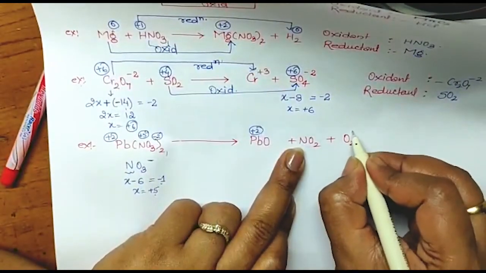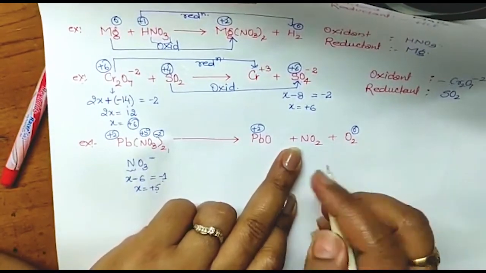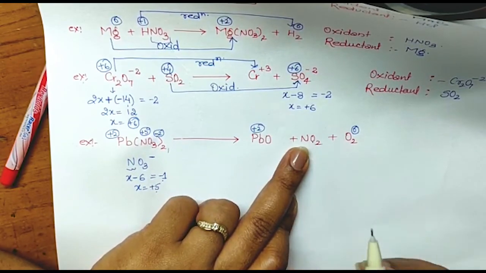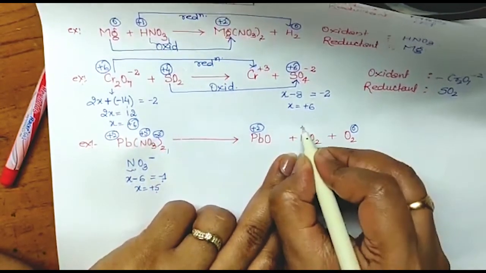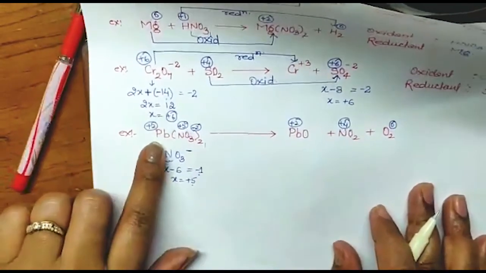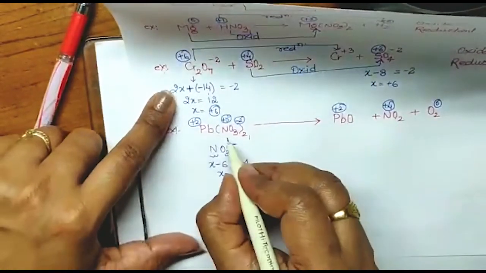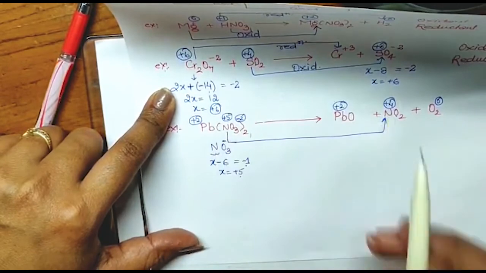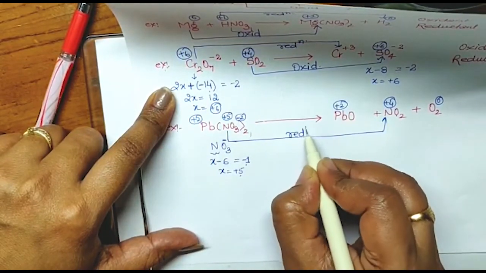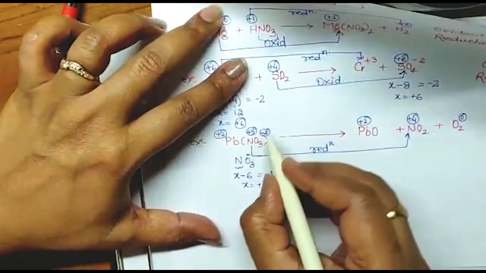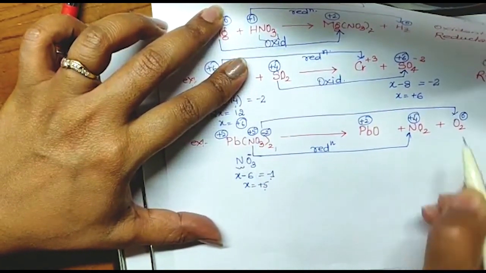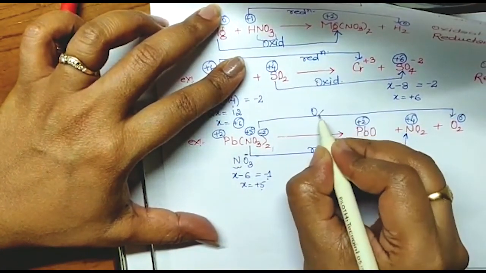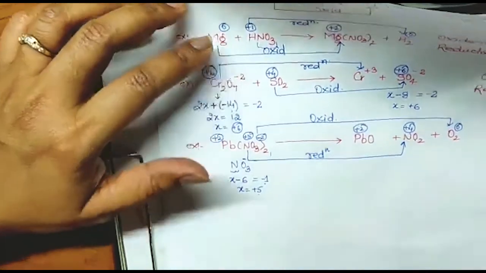Now come to this side. Oxygen is here, homoatomic. So what will you say? 0. Yes? And one nitrogen has minus 2 per oxygen, so 2 oxygen will have minus 4. To make it 0, nitrogen has plus 4. So this nitrogen goes from plus 5 to plus 4, isn't it? What is happening here? The charge is decreasing, so this is called reduction. And here oxygen goes from minus 2 to 0. The charge is increasing, so what will it be called? Oxidation. Just practice. As much as you practice, you will become expert in this.